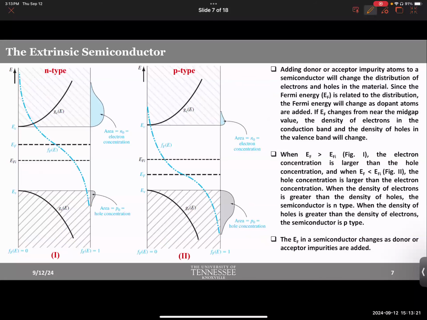Okay, now let's see how the Fermi functions and density of state functions look for an extrinsic semiconductor. We looked at similar graphs for the intrinsic case before in the previous lecture, but now it's time for us to modify that understanding and see how things change when you dope a semiconductor.